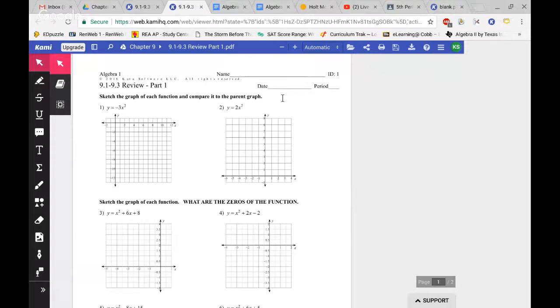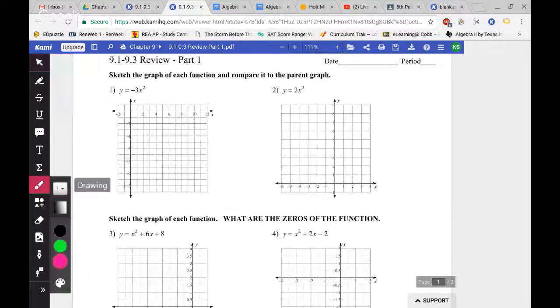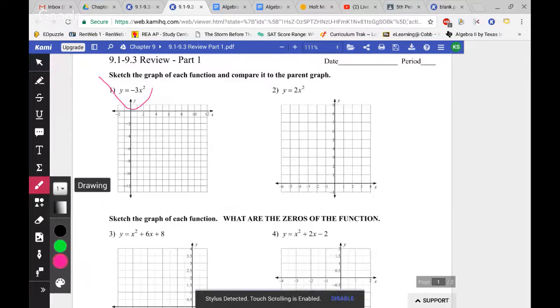But anyway, can you see the screen okay? Yes. All right. On this first one, sketch the graph of each function and compare it to the parent graph. On this very first one, the parent graph would be very difficult to draw on this particular piece because they kind of cut out the top part of the graph. But it basically would look something like, it would go through the origin and go up. That would be the parent graph.